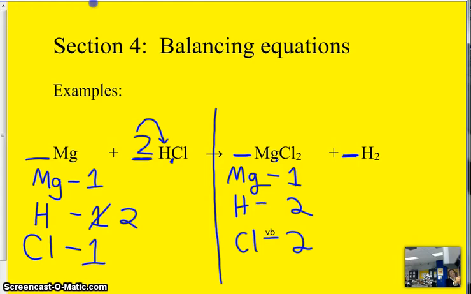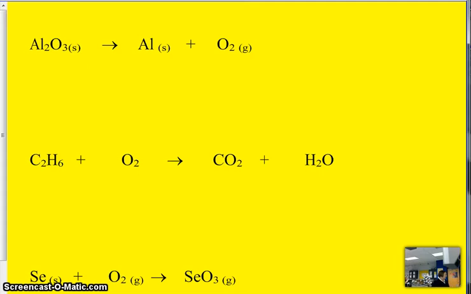And remember, the coefficient gets distributed to everybody in the formula. So you used to have 1 chlorine. 2 times 1 will give you 2. And now, as you look left to right, you can see that we have balanced the equation. We are no longer violating the law of conservation of mass. That's all you do. That's all there is to it. And if it doesn't work, you erase and you try something else. Okay? Now, as we go through, I'll show you some tips and strategies to help you balance. Let's go to the next one.